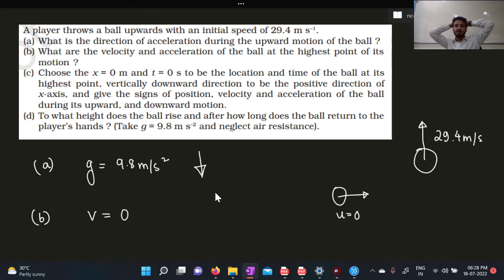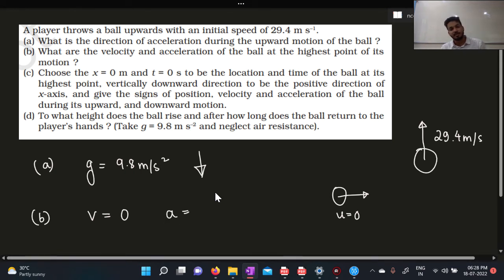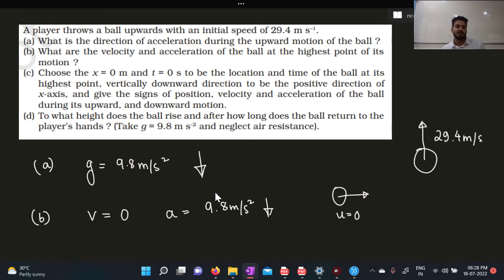Acceleration is independent of velocity and it is dependent on the force. Acceleration comes from the force. And what is this force here? Gravitational force. The earth is attracting the ball. So when the ball is going and stopping mid-air, does the earth stop pulling it? No, it does not. It's still pulling it. So that means the acceleration even at the highest point will still be 9.8 meter per second square in the downward direction.